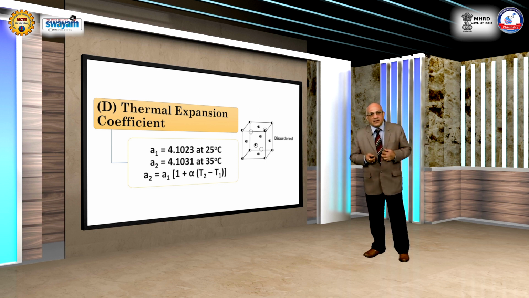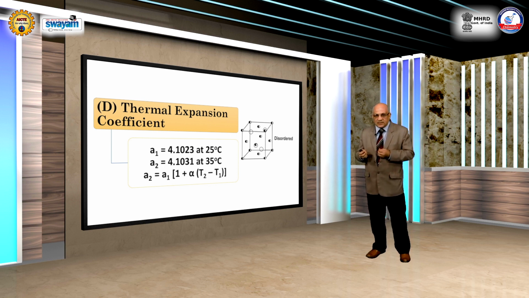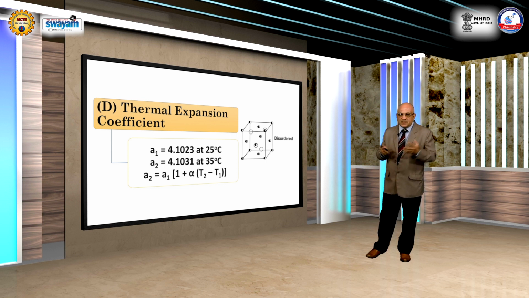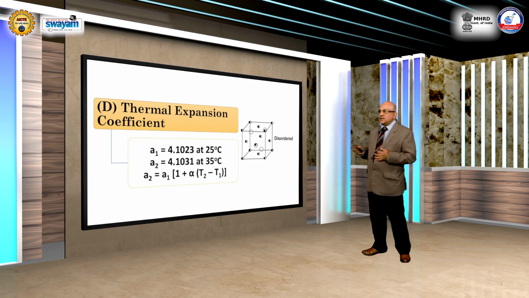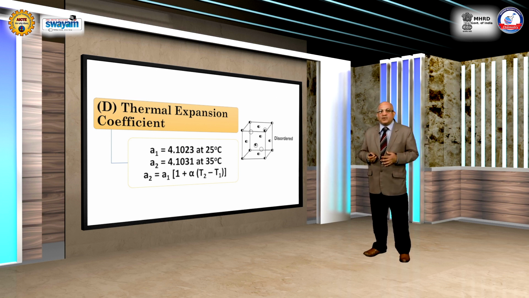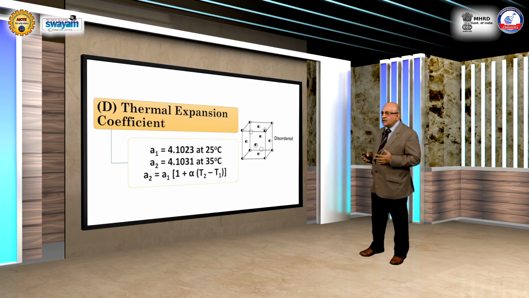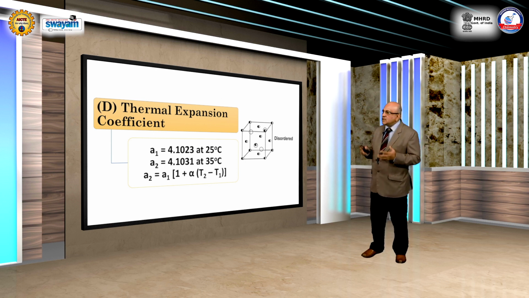We can also find out thermal expansion coefficients. If you have a disordered system and you change the temperature, then disorder will increase. So, you measure the lattice parameter from powder X-ray diffraction at some temperature, say 25 degrees Celsius, and the lattice parameter is 4.1023. You change the temperature to 35 degrees, and the lattice parameter you again measure using X-ray diffraction goes to 4.1031. With the simple equation given below, you can then calculate alpha, the coefficient of thermal expansion, an important number which you can use as a property of the material which you are studying.